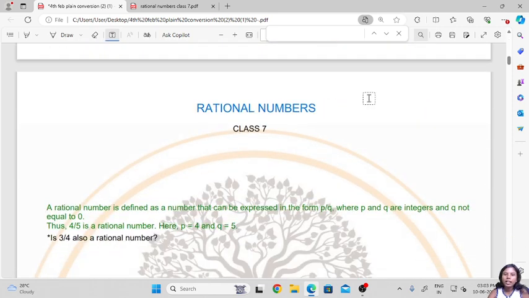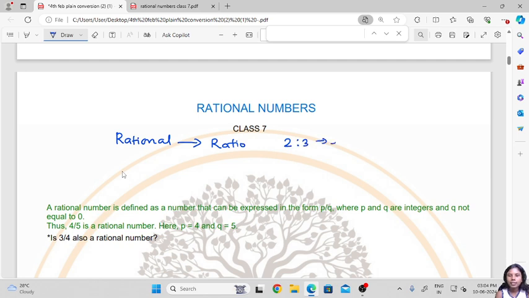So to begin with, let's understand what the term rational means. The term rational is derived from another term that we already know, that is ratio. Now when I say ratio, say we have 2:3. In this case, this is the ratio. Now this same ratio we can write in the form of a fraction, that is 2/3, and this fraction is known as a rational number.